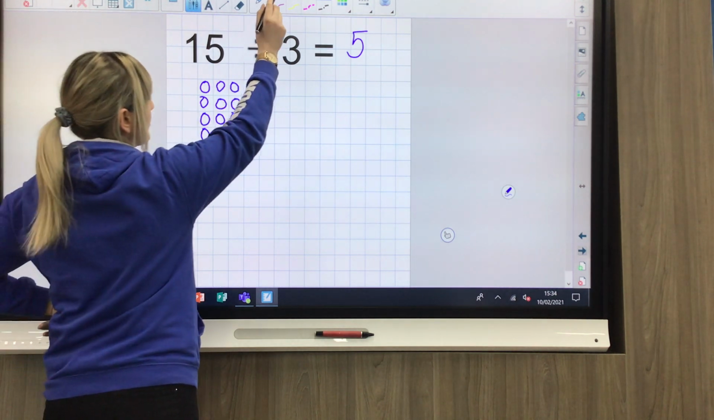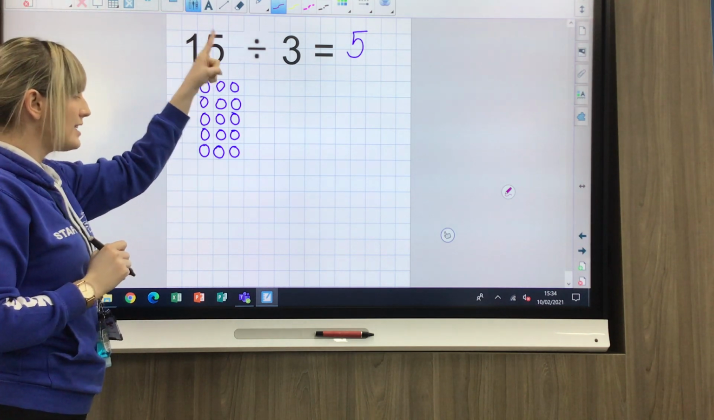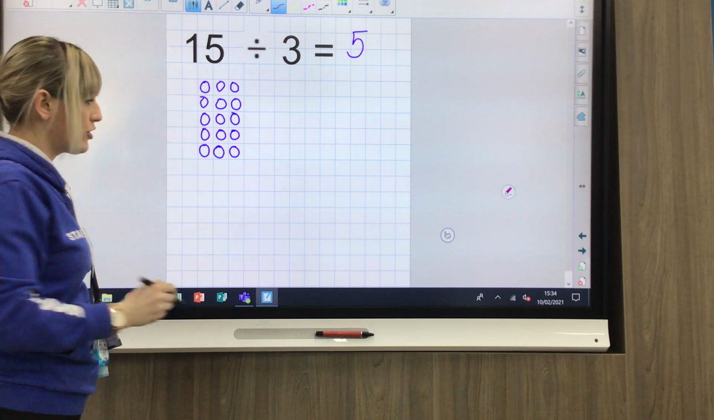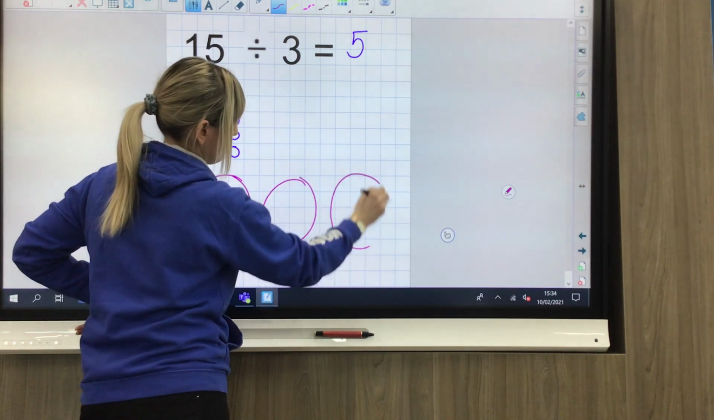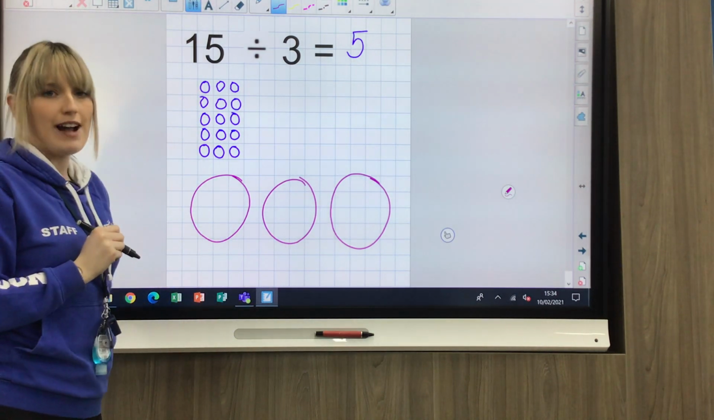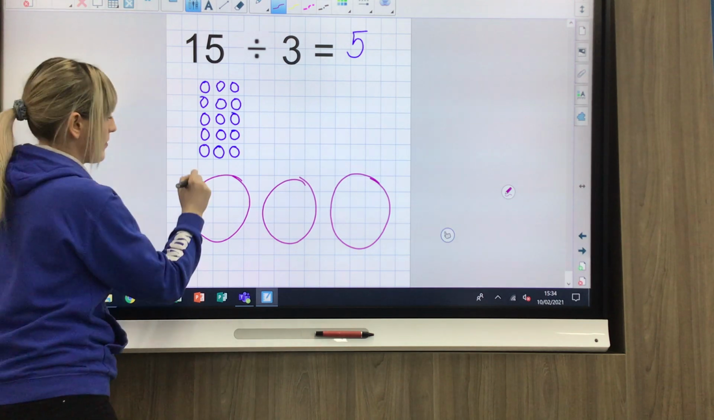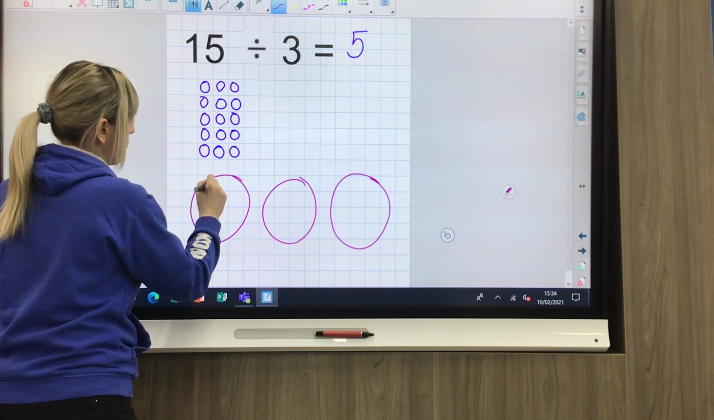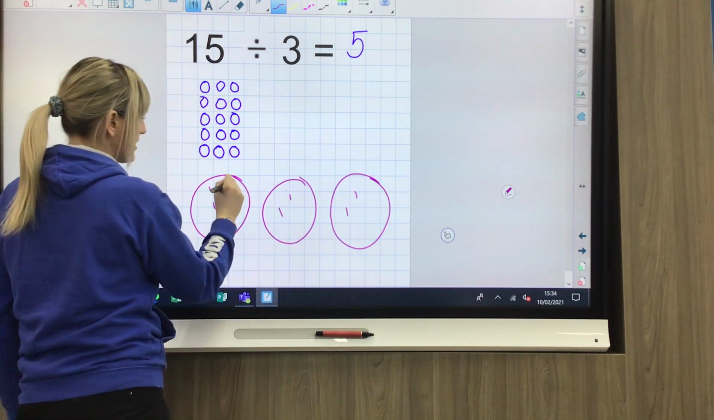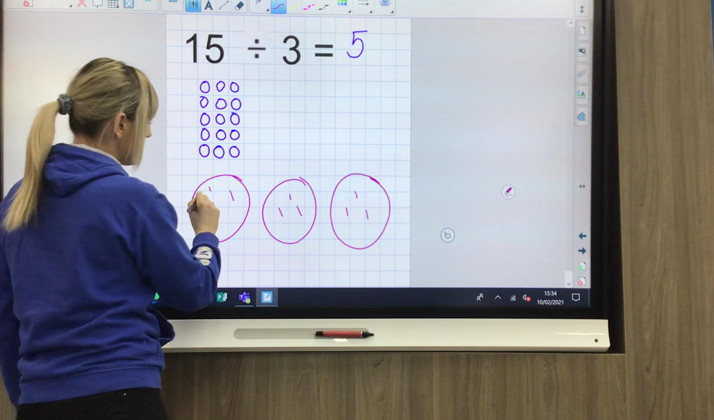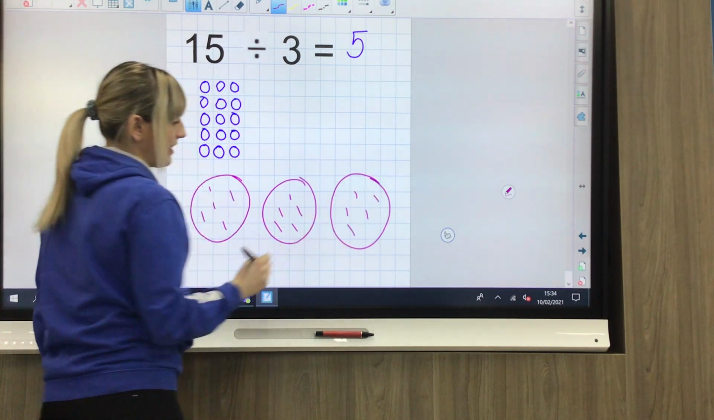So I'm going to change my pen colour. This is what you'd do. You'd go, right, I've got 15 divided by 3. So I'm going to draw 3 friends. These are my 3 friends. And I'm going to share out my 15 sweets. And you'd share them equally. So you've got to be fair. 1, 2, 3, 4, 5, 6, 7, 8, 9, 10, 11, 12, 13, 14, 15.